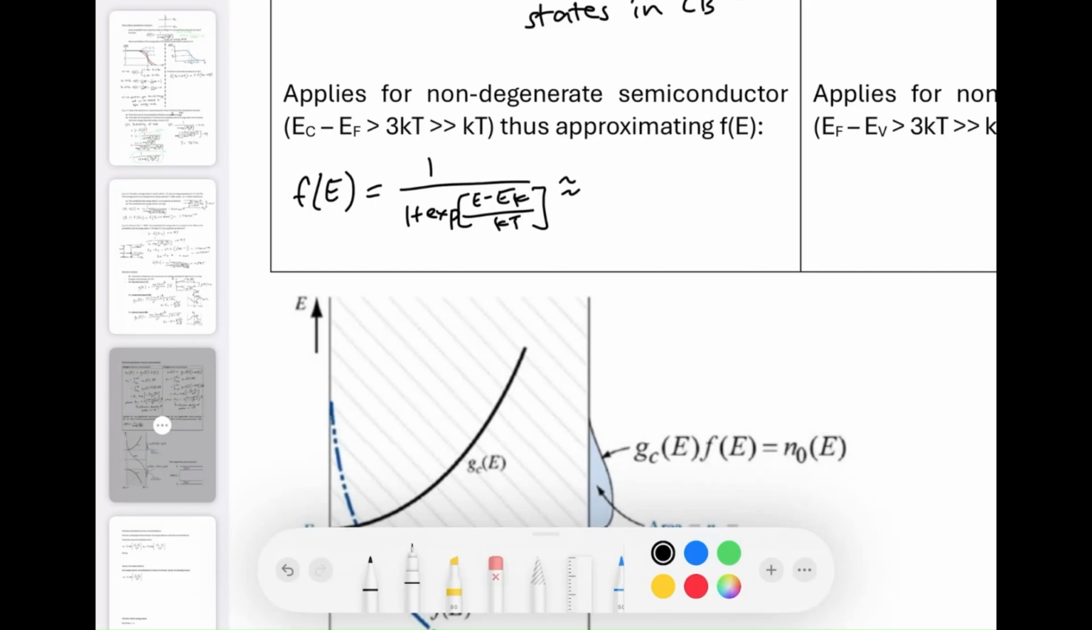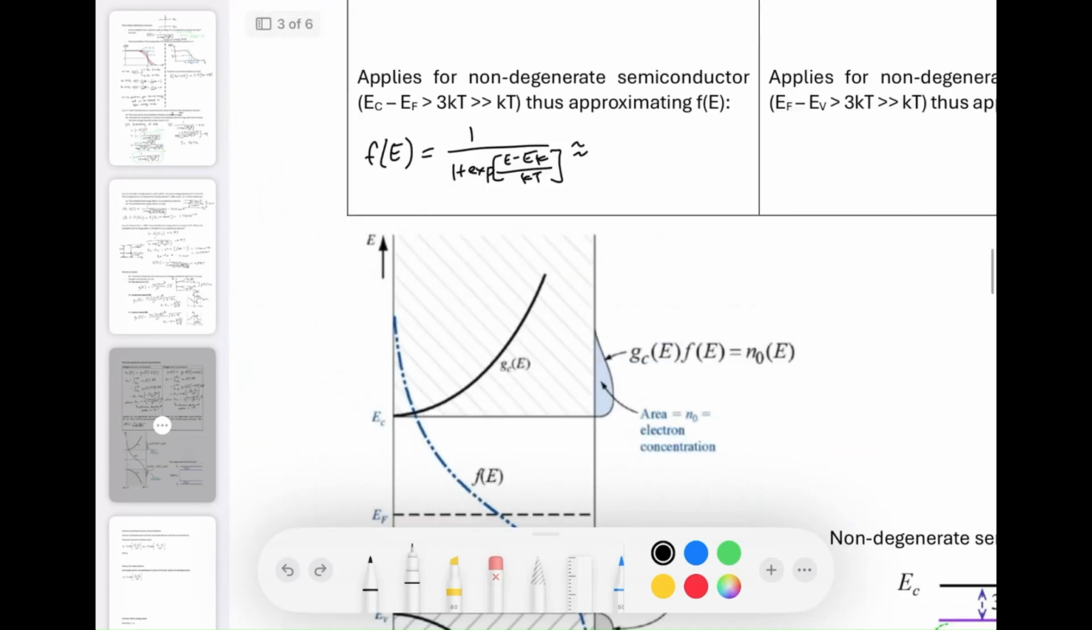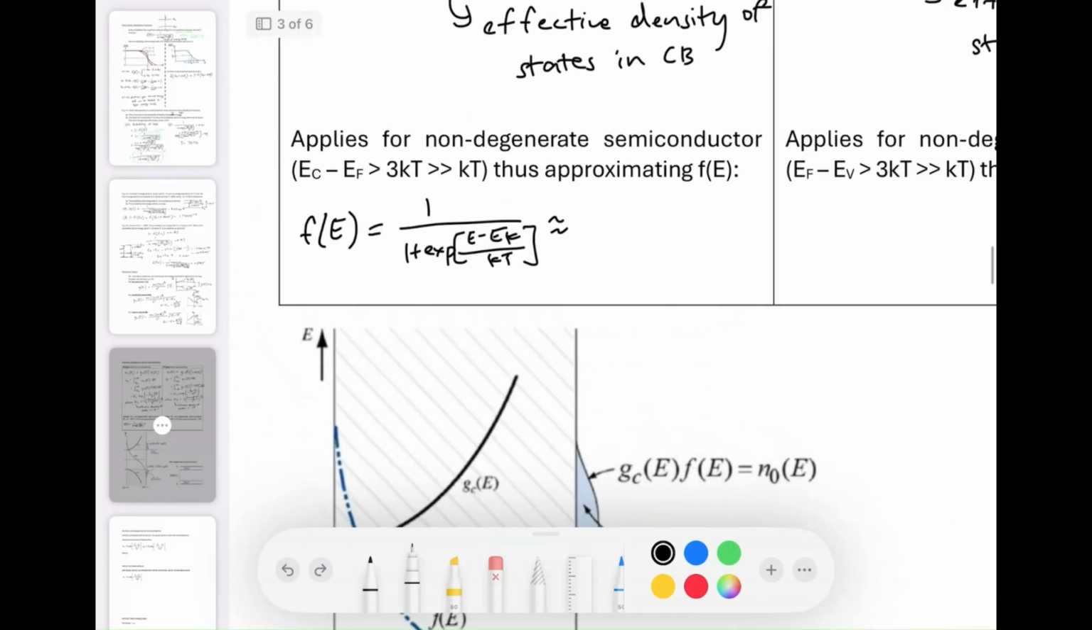And because EC minus EF is larger than 3 kT, for any energy above EC, so like any energy here, E minus EF must also be larger than 3 kT. So because it's larger than 3 kT, E minus EF is much larger than kT. So the exponential term is very large, and we'll approximate this into exponential of minus E minus EF over kT.